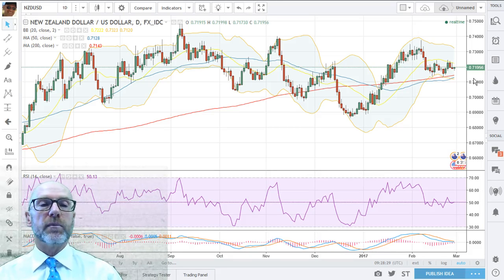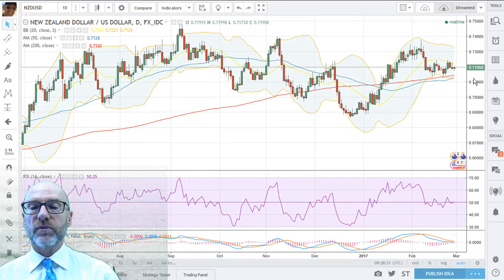And the 200-day at the moment is at 0.7143 and the 50-day 0.7128. So expect those to cross in 5 to 10 days. On the upside, the market's got to get through the 20-day. That's presently at 0.7222. If it could get above there and hold above there for a couple of days, then we'd probably see a push onto the resistance of 0.73.